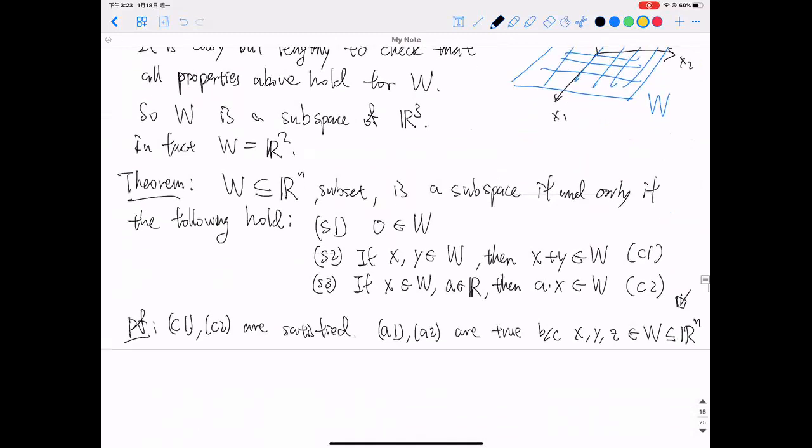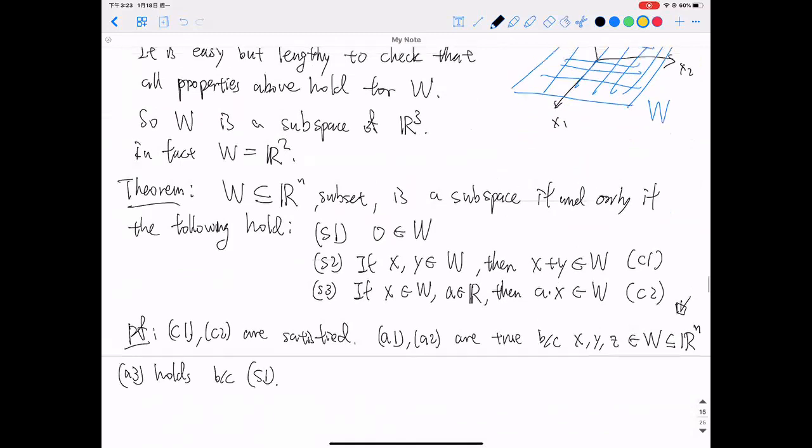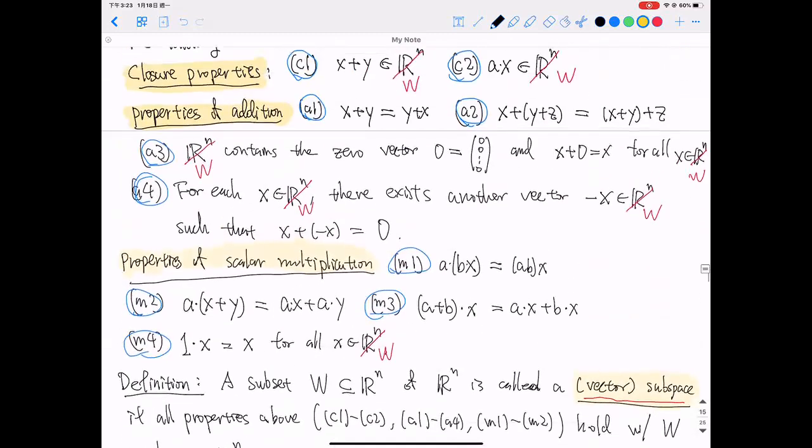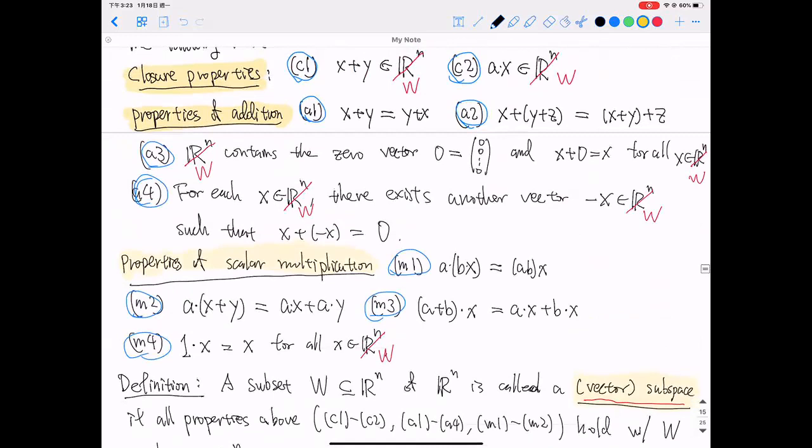Now A3 holds because of S1. Right, S1 requires that the zero vector is in W, which is what A3 needs. And these properties, x plus 0 is equal to x, just hold true for any vectors in Rn. It just so happens that for this purpose, we only look at vectors in W.